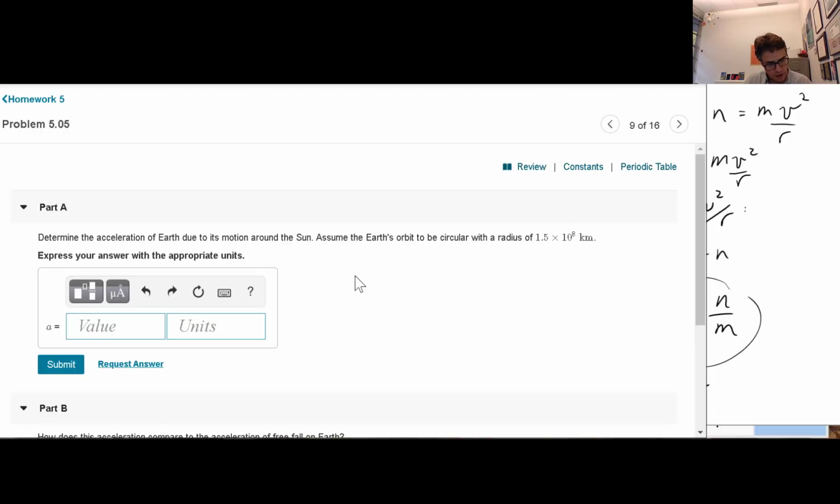Okay, 505. Determine the acceleration of Earth due to its motion around the Sun. Assume the Earth's orbit to be circular with a radius of 1.5 times 10 to the 8 kilometers. Okay, we can do that.